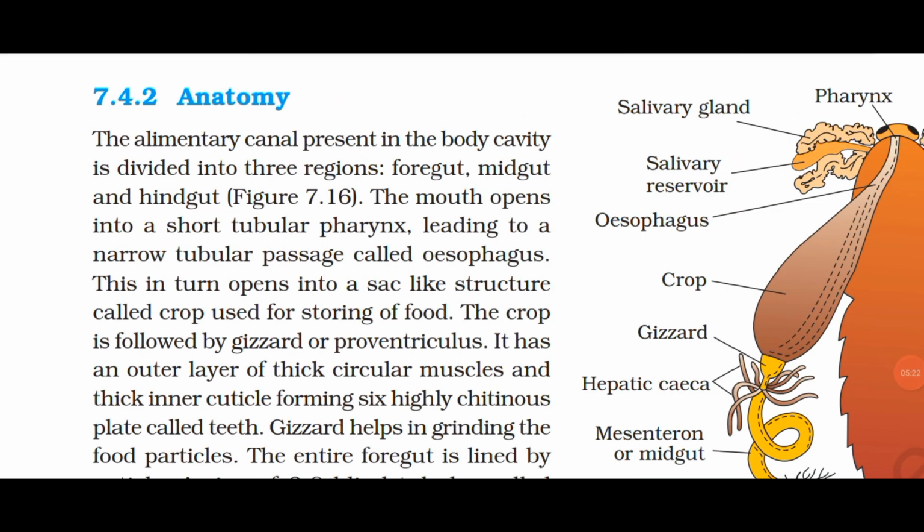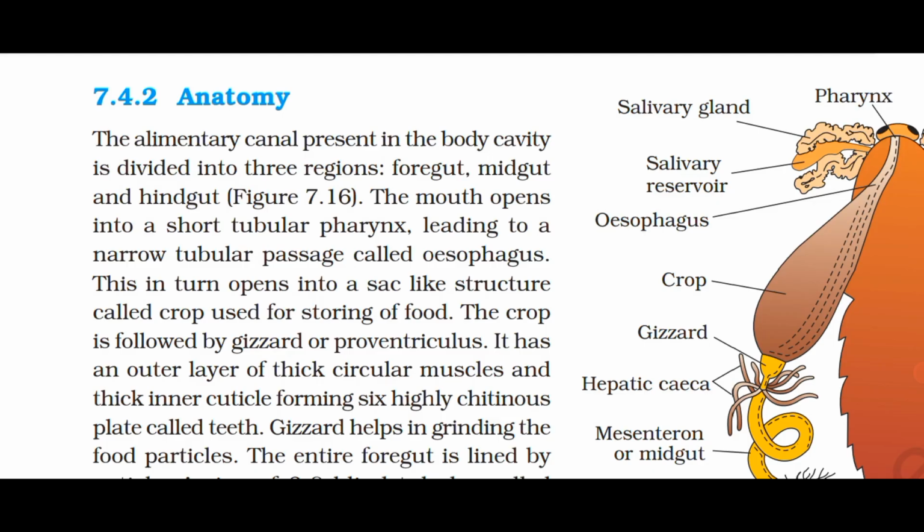7.4.2 Anatomy. The alimentary canal present in the body cavity is divided into three regions: foregut, midgut, and hindgut. The mouth opens into a short tubular pharynx leading to a narrow tubular passage called esophagus. This in turn opens into a sac-like structure called crop used for storing of food.